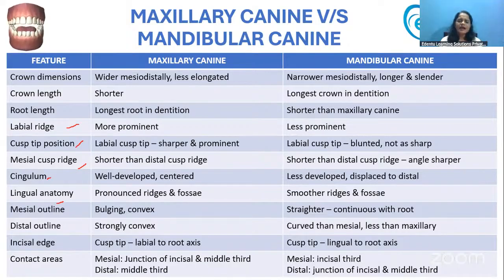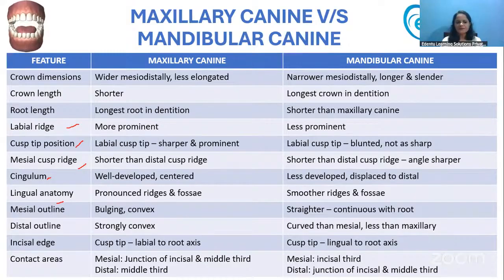Okay. And the outlines. The mesial cusp ridge and the distal cusp ridge. The mesial cusp ridge will always be shorter when compared to the distal cusp ridge. This is very important because the side of the tooth, whether it is left-sided or right-sided, can be determined with the help of this mesial cusp ridge alone.